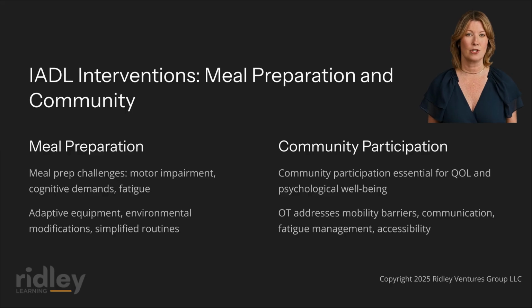Meal preparation challenges in Parkinson's disease result from the combined effects of motor impairment affecting handling of utensils and food items, cognitive impairment affecting planning and sequencing, and fatigue limiting the energy available for complex tasks. Occupational therapy interventions may include adaptive equipment such as rocker knives that eliminate the coordination required for traditional knife use, weighted utensils to compensate for tremor, non-slip mats to stabilize cutting boards and mixing bowls, electric can openers and jar openers to reduce strength demands, and ergonomic tools that accommodate grip limitations.